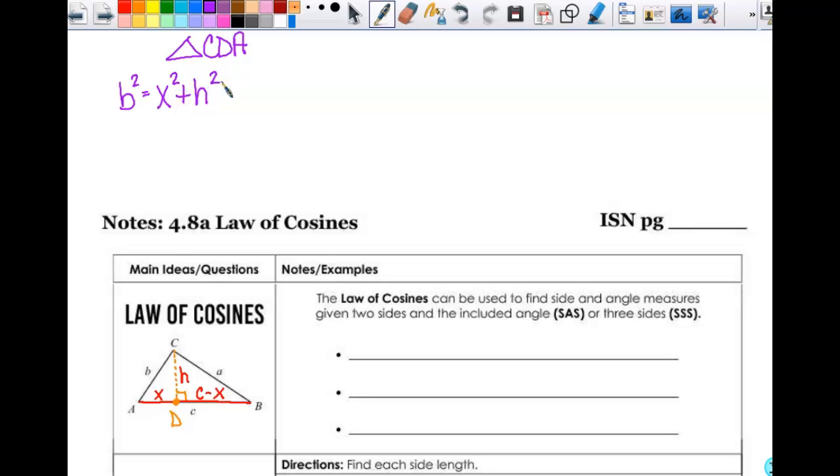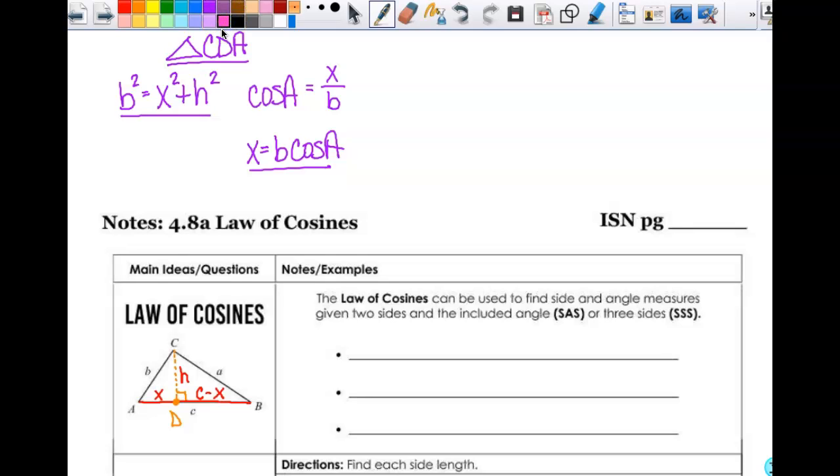Okay, so look at that. Make sure you understand how that's the Pythagorean theorem. Then I'm going to pause right there. The other thing I'm going to do is find the cosine of angle A. Cosine is adjacent over hypotenuse, so that's going to be x over b. Then I'm going to solve for x, so I get x equals b times the cosine of A. And then I'm going to pause right there.